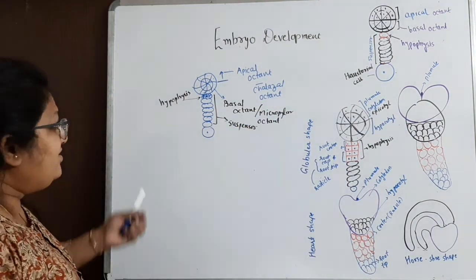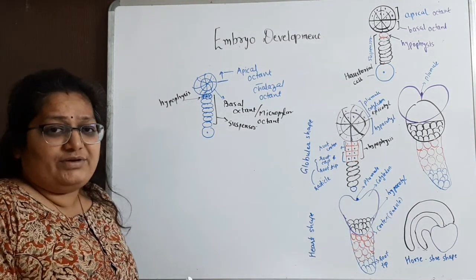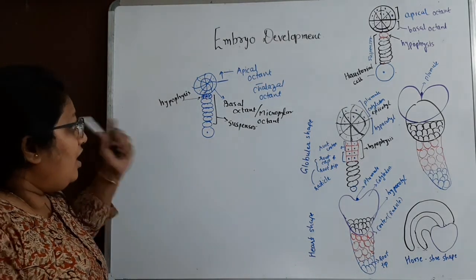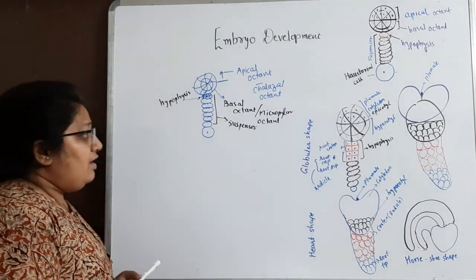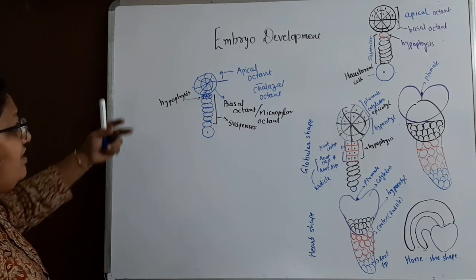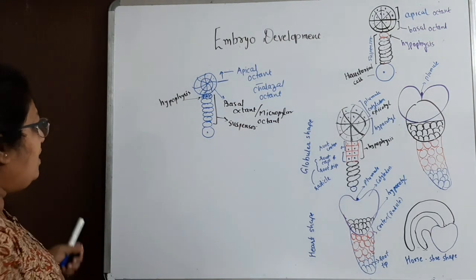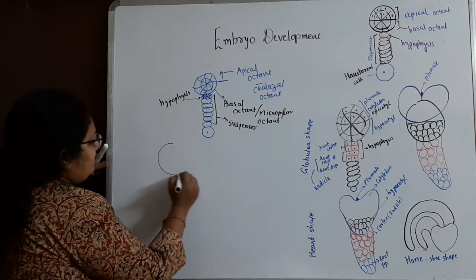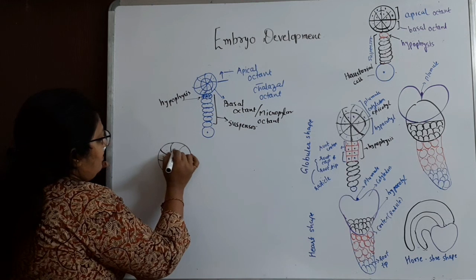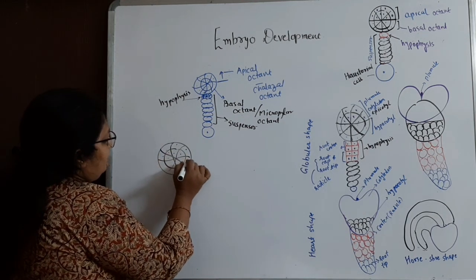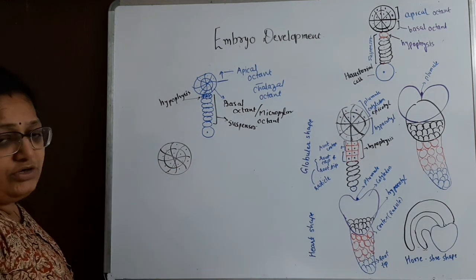Clear? It's very simple, but it is not fully described in your textbook. Just only the figure is given. But remember how the apical octant and basal octant are formed. Now, what is the importance of that apical octant, basal octant and this hypophysis? So, this is the apical octant and basal octant.